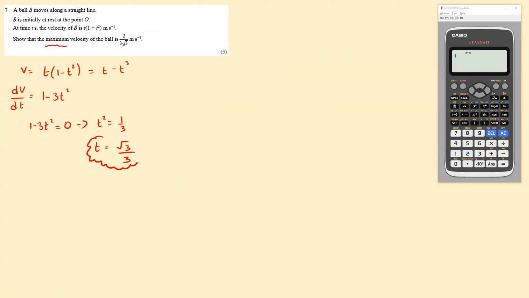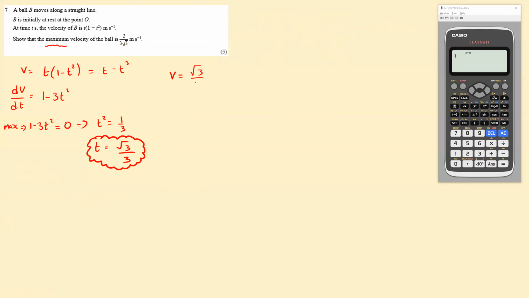That's going to be really important in just a second. So the max implies this. From here, all you're doing is shoving it back into the velocity, because you want to find the maximum velocity. So remember, the maximum velocity is when it's at this time. We differentiate velocity because we're finding the maximum velocity. It takes place when t is equal to root 3 over 3, so we're just going to put that back in.